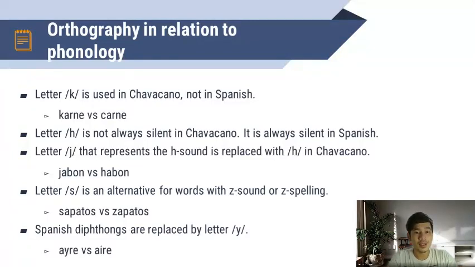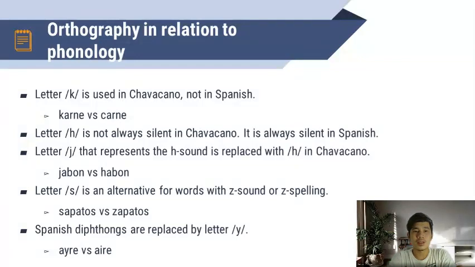Letter H is not always silent in Chavacano. It is always silent in Spanish. For example, the word hospital. In Chavacano, when we pronounce hospital, we actually include the H sound, hospital, unlike in Spanish, where it is not pronounced.